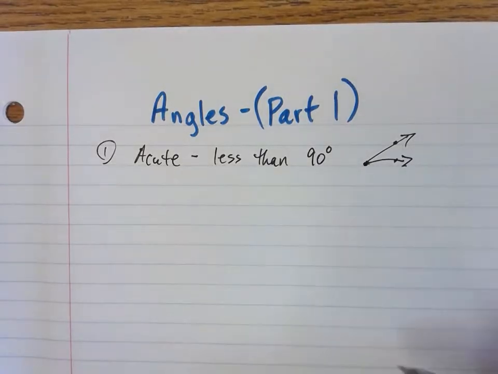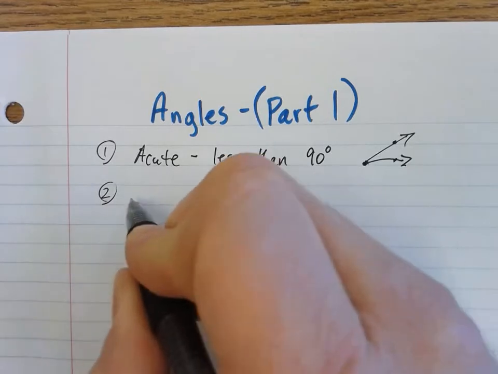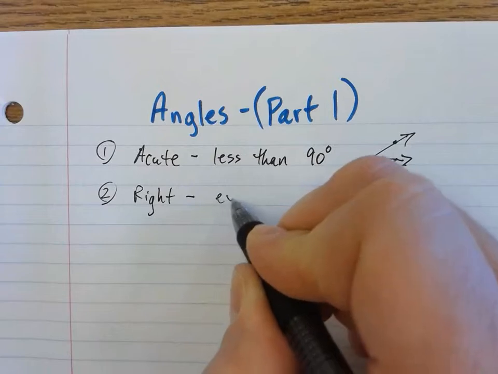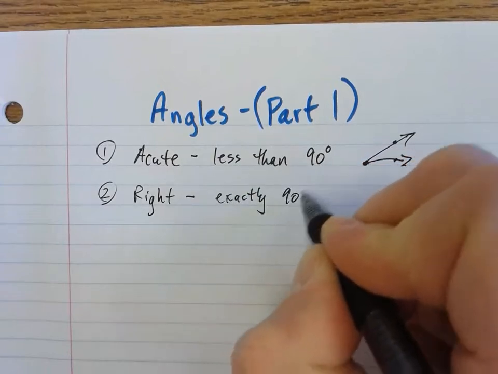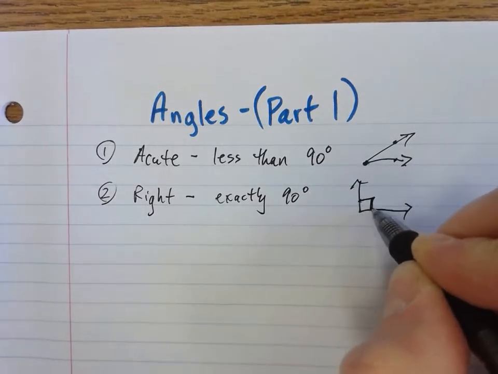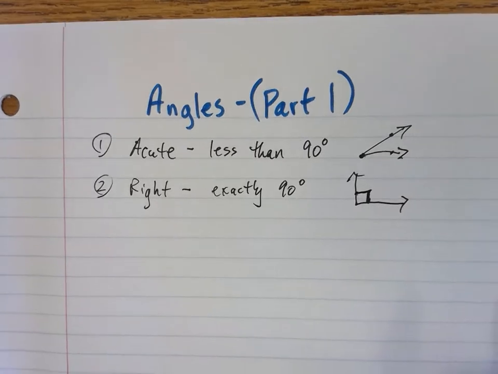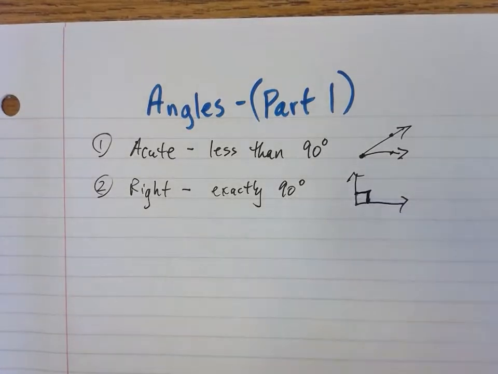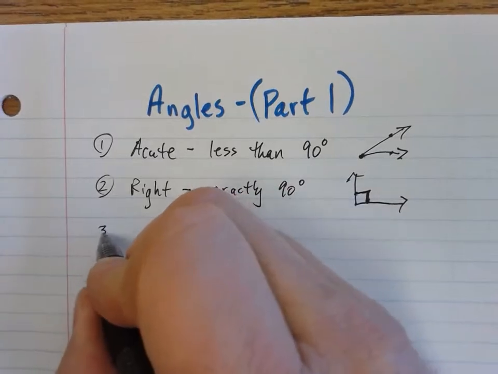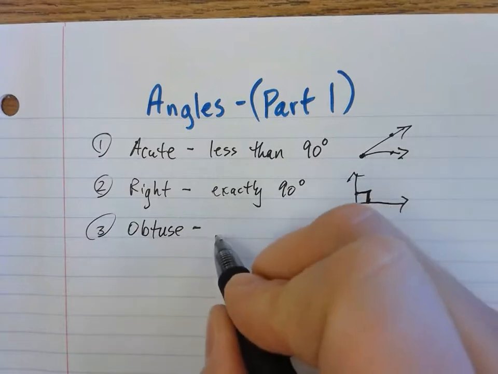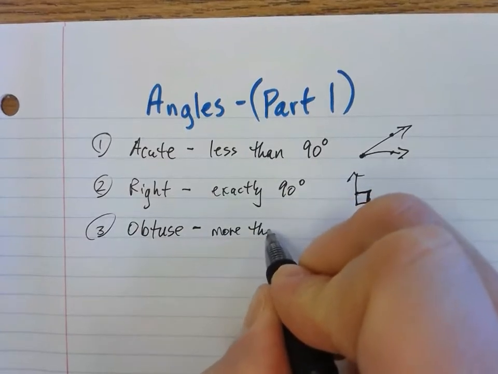Then after the ones that are less than 90, there are ones that are exactly 90, and those are right angles, so they are exactly 90 degrees. The right angles usually have that little square in the corner, so anytime you see that, it means it's a right angle. You'll see lots of those in right triangles, squares, or rectangles. If you see that little boxed corner, that means it's a right angle, exactly 90 degrees.